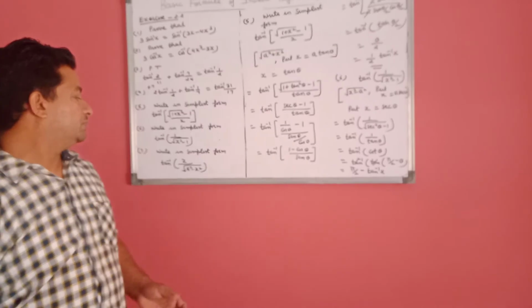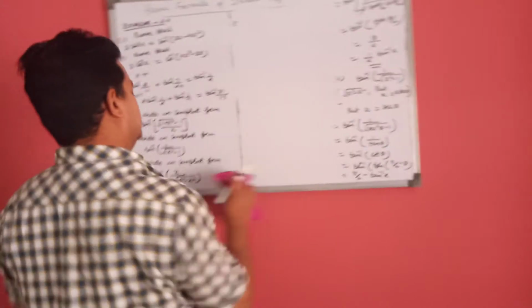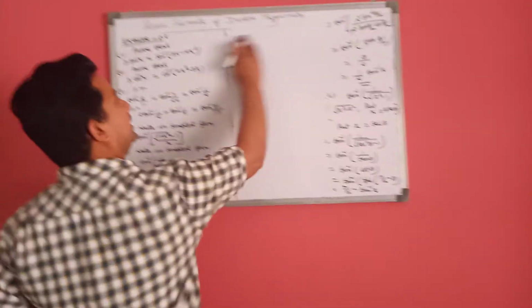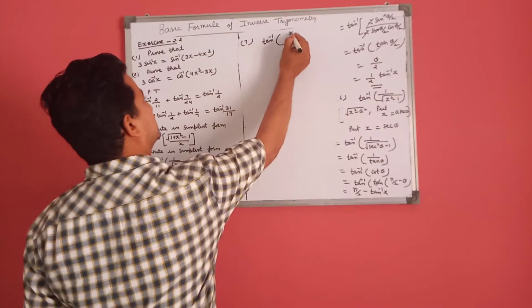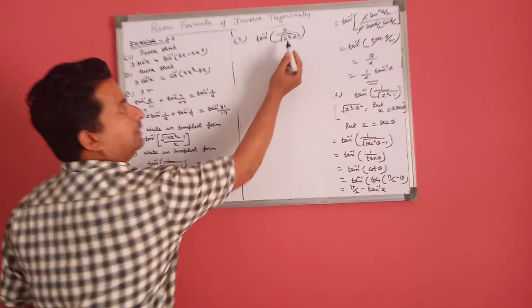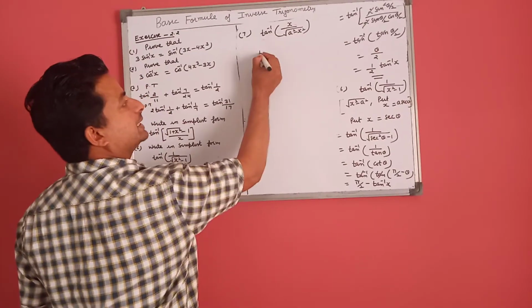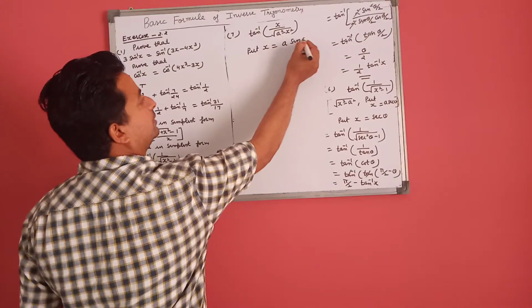In question number 7, the statement is write in simplest form, that is tan inverse of x by root of a square minus x square. In the expression a square minus x square, we put x equal to a sin theta.